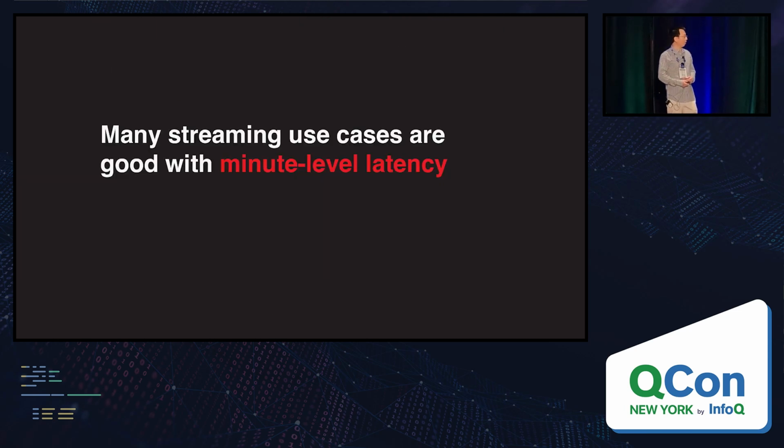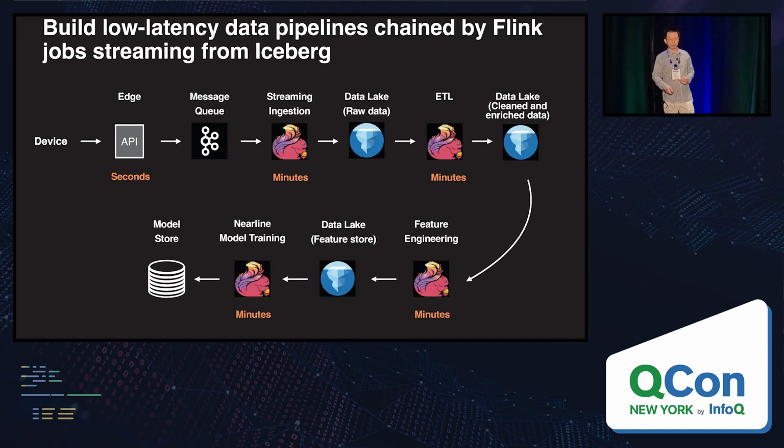This paradigm of streaming from Iceberg works because we observe that many streaming use cases are actually fine with minutes-level latency. They're not looking for sub-second latency. So with that, we can build low latency data pipelines powered by Flink jobs streaming from Iceberg. We can achieve end-to-end latency of maybe minutes level.